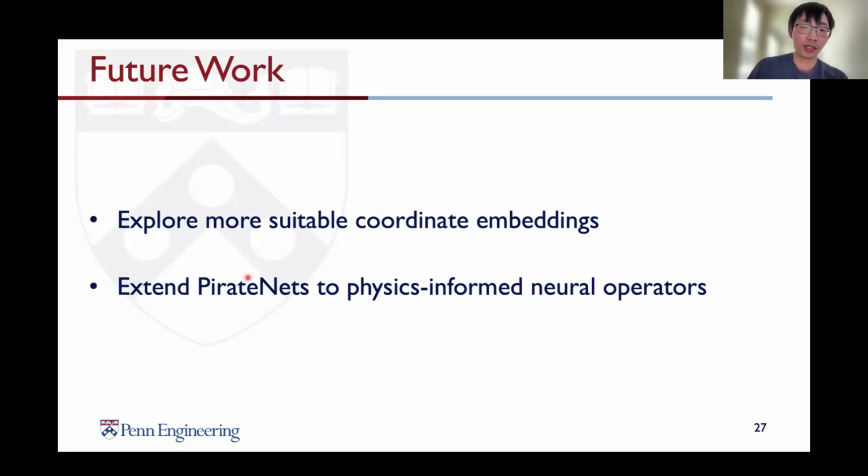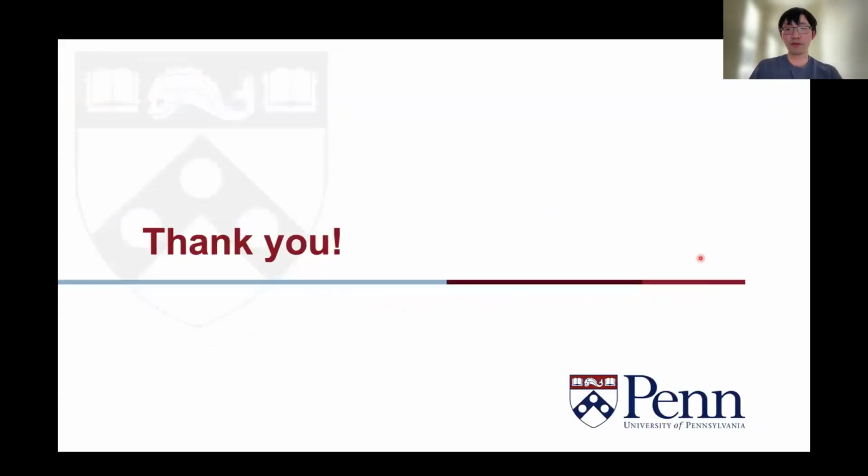The second direction is extending PirateNets to physics-informed neural operators, as I believe similar issues will happen when you add the physics laws to neural operators, as long as you use AD to compute the derivatives. So some principles in PirateNet, I believe, can be used in more general cases. That's all about my presentation. Thank you for listening, and I'm happy to take any questions.